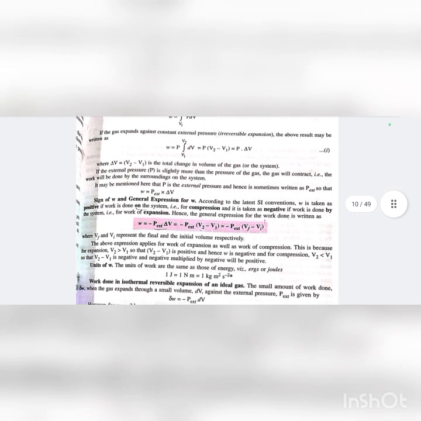Sign of W and general expression for W. According to the latest SI convention, W is taken as positive if work is done on the system, that is for compression, and it is taken as negative if work is done by the system, that is work of expansion. Hence, the general expression for work done is written as W equals minus P external delta V, equals minus P external (V2 minus V1). Units of W: 1 joule is equal to 1 Newton meter, which is equal to 1 kg meter square per second square.